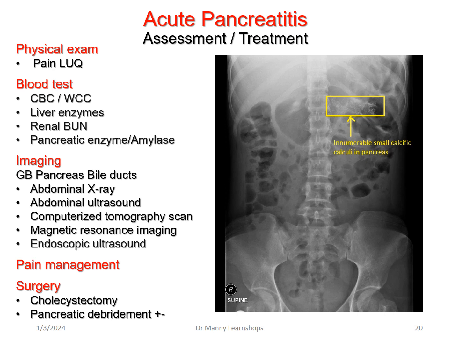Other things that can be done diagnostically are imaging, things like imaging of the gallbladder, the pancreas, the bile ducts, and this can be an abdominal x-ray, abdominal ultrasound, CT, MRI, or even an endoscopic ultrasound. Treatment is typically associated with pain management and possibly, depending on the cause, surgical intervention. If it's related to the gallbladder, then possibly a cholecystectomy. If it's related to the pancreas, then possibly they may have to have debridement as a surgical intervention.